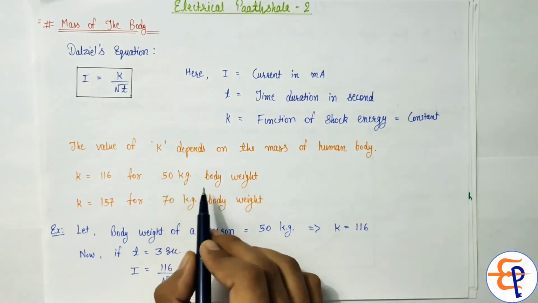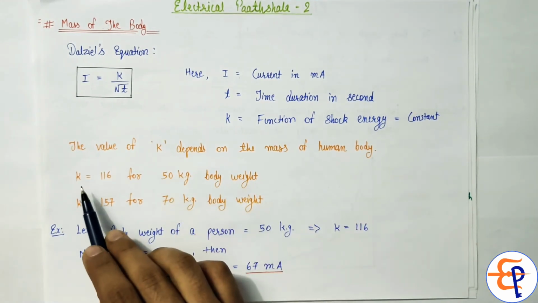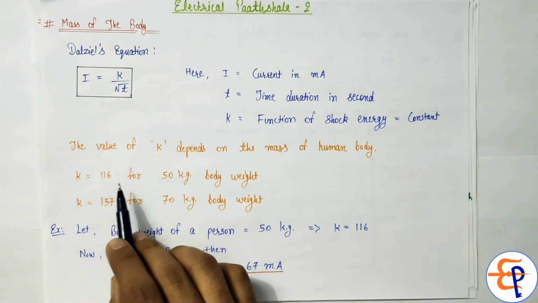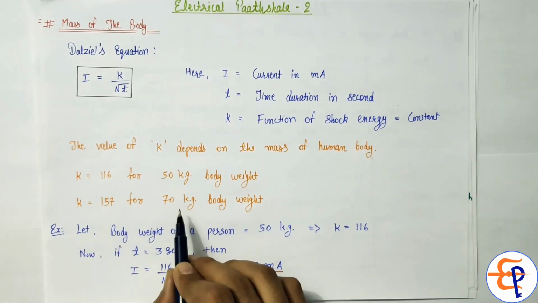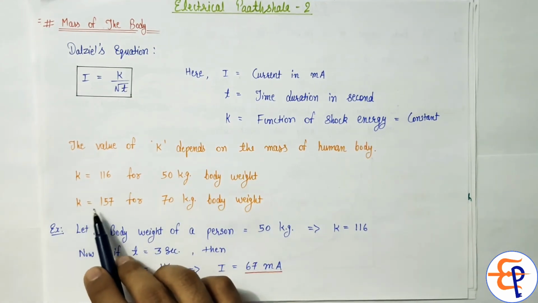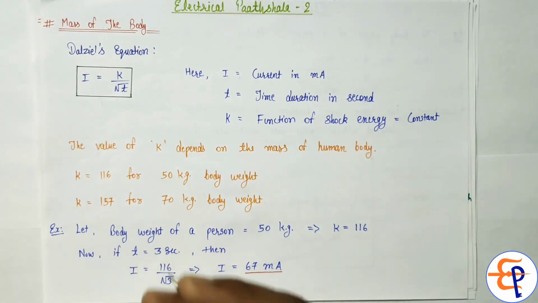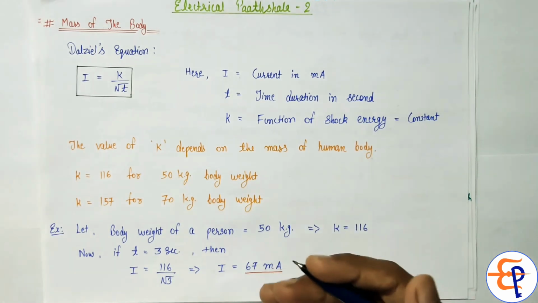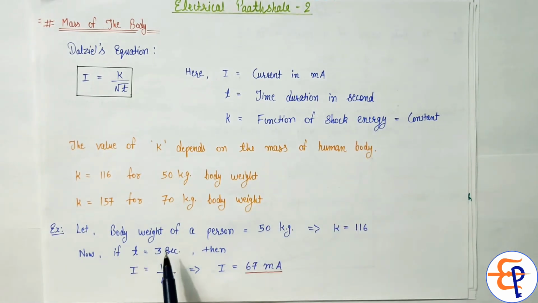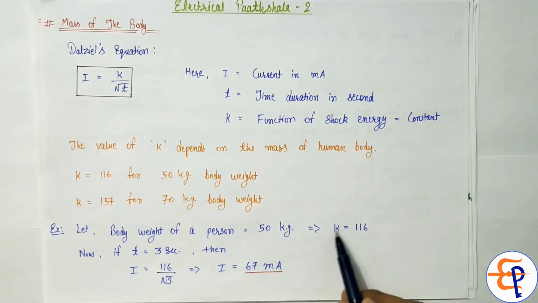Now guys, for 50 kg body weight, the value of this constant K is 116, and for 70 kg body weight, the value of this constant K is 157. Now guys, how does electric shock intensity depend on the weight of a person? Let's understand this with examples. So guys, suppose there is a person whose body weight is 50 kg. Therefore, the value of constant K for that person will be 116.